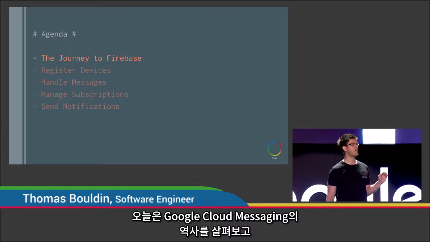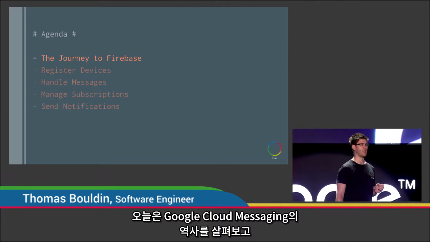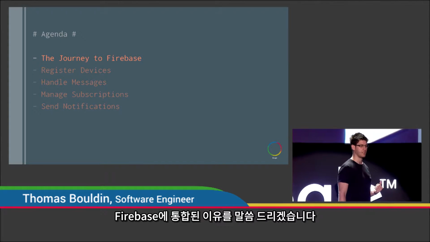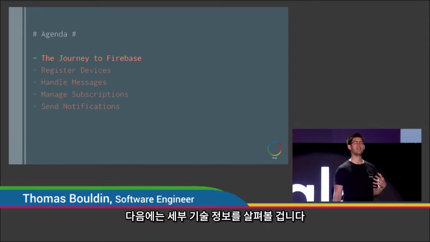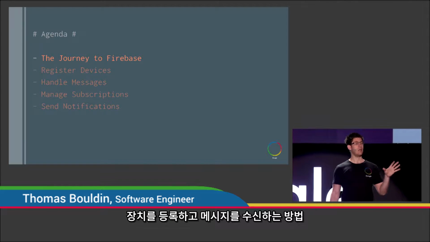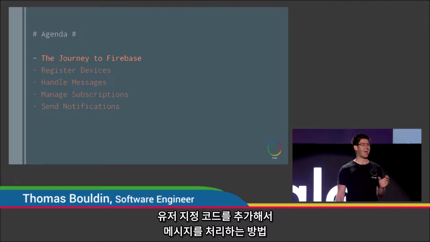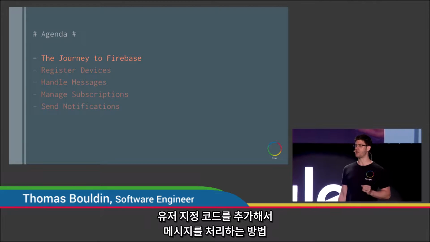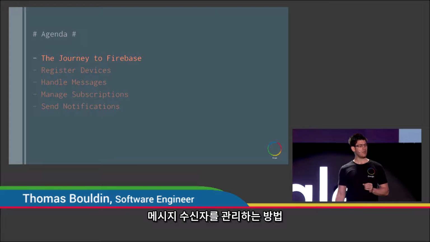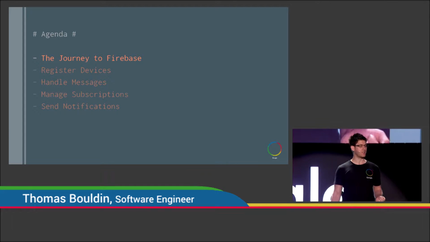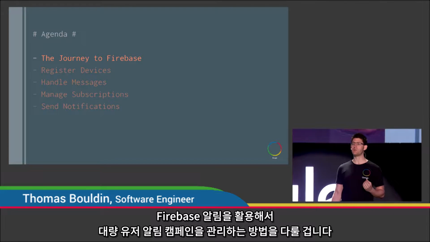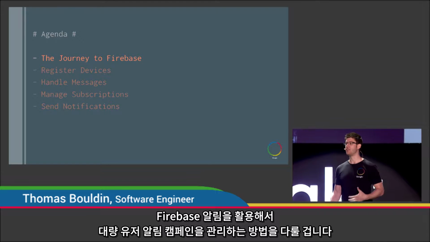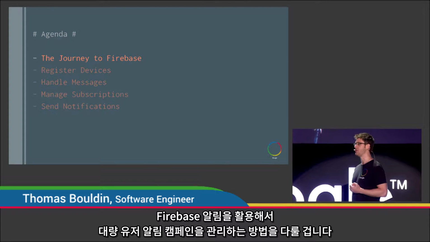So today, we're going to cover the history of Google Cloud Messaging and why they're now part of the Firebase team. Then we're going to go into some of the technical details: how you can register your devices to receive messages, how you can add custom code to handle those messages, how you can manage who should receive the messages, and then how you can use Firebase Notifications to manage large campaigns of notifications to your users.